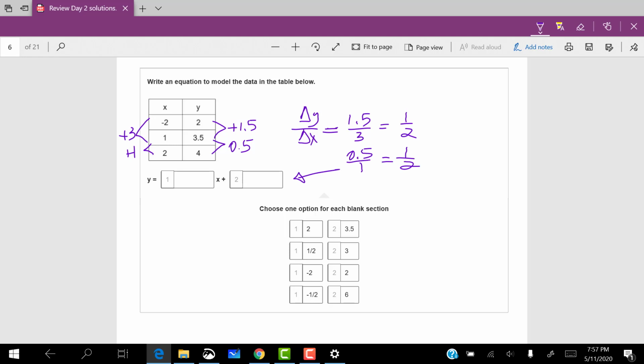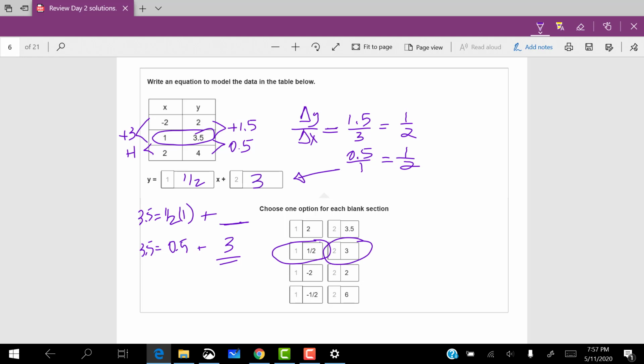Now I've already gone ahead and found my slope. So my slope should be this choice, 1/2. And then my y-intercept, well, let's just plug in numbers to see what works. So I'll choose this point right here. If I do 1/2 times 1 plus whatever this b is, I know I should get 3.5 out. So that's going to give me 0.5 there. So this must be 3 in order for me to get the y value of 3.5. So for the second choice, we should get 3. Y equals 1/2 x plus 3.